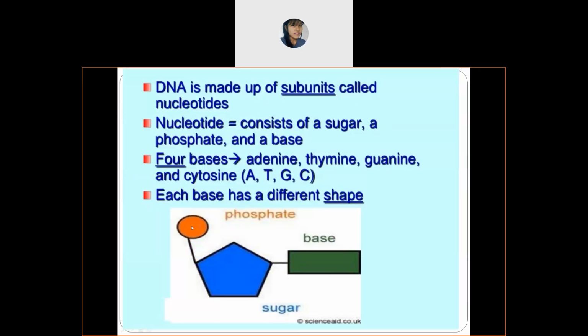So this DNA is made up of subunits. The subunits are called nucleotides. And this nucleotide consists of sugar. This is the sugar. Sorry, this is the phosphate, which is orange in color, and the green part is the base. Did you understand?